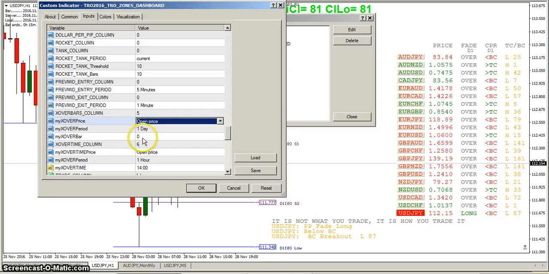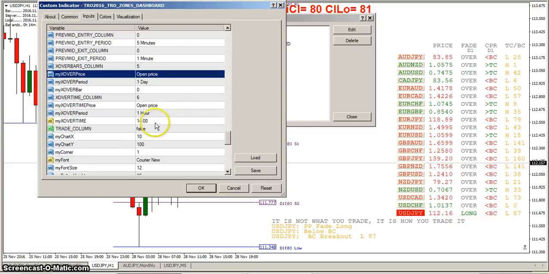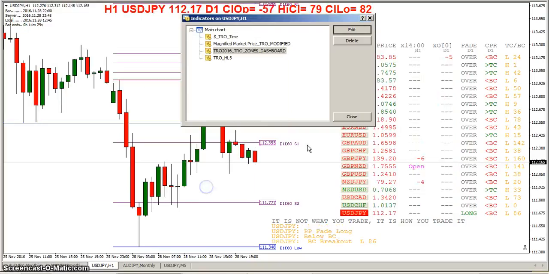So in this case, we're going to look at today as the bar. We're going to use today, current bar, daily bar, current bar. We're going to look at the open price. So what this will give us is the daily open crossover. Now we're going to look at time. I like to use, in this case, the open price of the 1 hour time period or 1 hour bar, and we're going to use the bar at 1400, which is the hour before New York opens. Okay, so those are 2 columns that we will display.